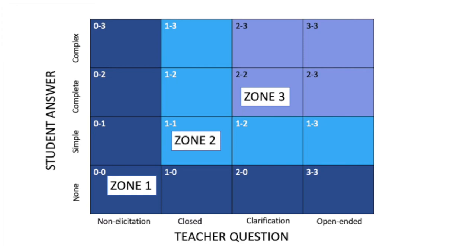response. But the co-construction of meaning, the way we defined it, happened in zone 3, because that's interactions which are formed by clarification questions from teachers and open-ended questions and longer student answers, so the complete answer, the full sentence, or the complex student answer. And now the following analyses all build on these three zones of interaction, zone 1, 2, and 3.